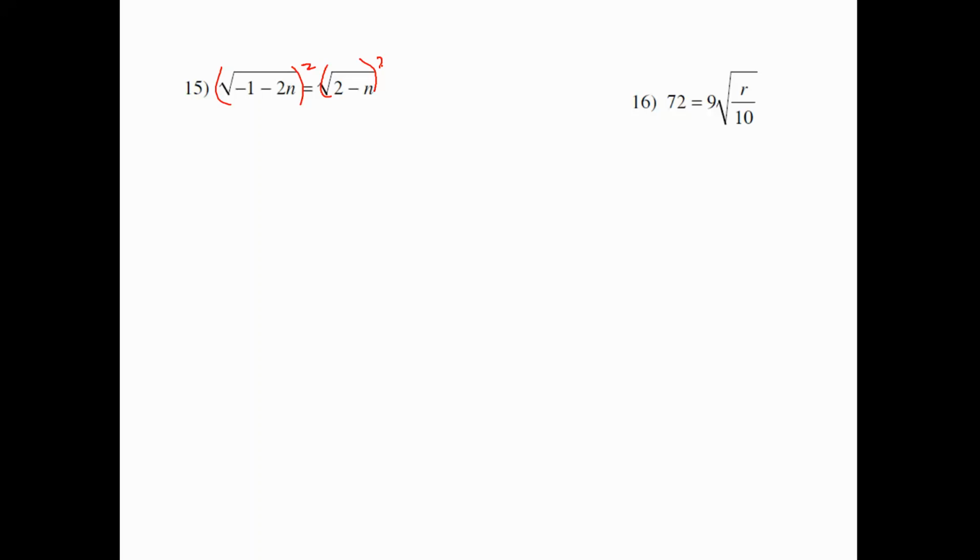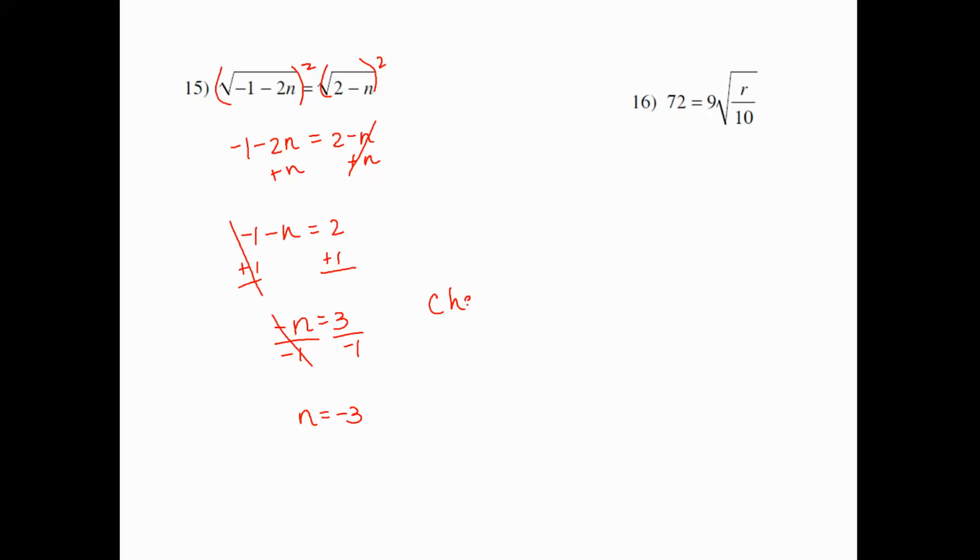Alright, square both of these. We get minus 1 minus 2n equals 2 minus n. Gotta bring the n's to one side. It'd be easier if I add n, I think. So I have minus 1 minus n equals 2. Alright, I got that n equals negative 3.